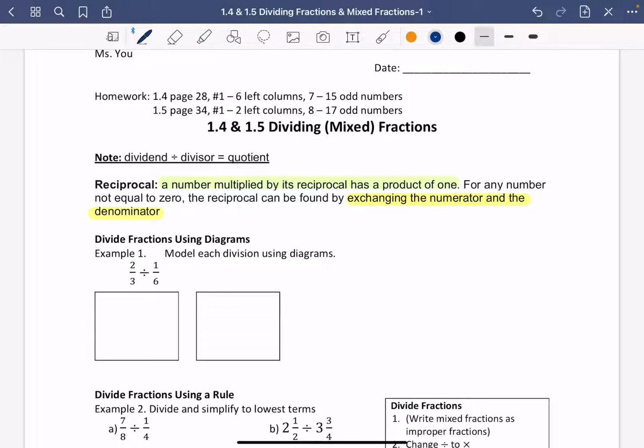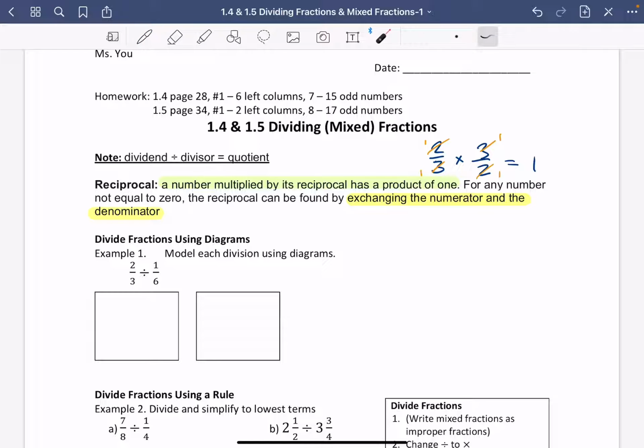If my number is 2/3, then the reciprocal is 3/2. And if you multiply these two, well, because they all cancel, my answer is equal to 1. Okay, so that's what reciprocal is and what the property of reciprocal is.